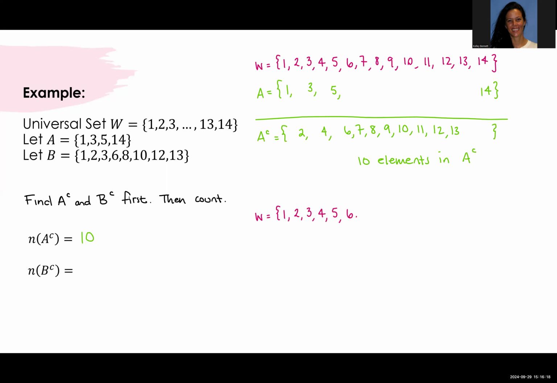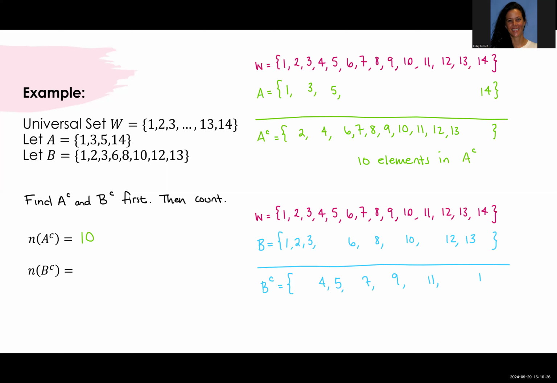And then I'm going to do the same thing for B. I'm going to write W. I'm going to write out B. And then I'm going to say what's missing. And then I'm going to count those elements. And there are 6.